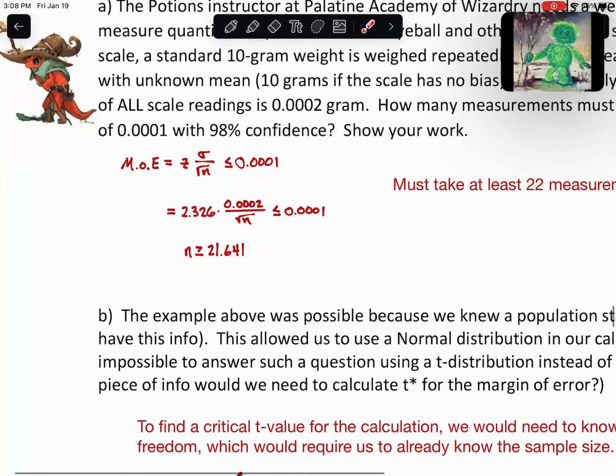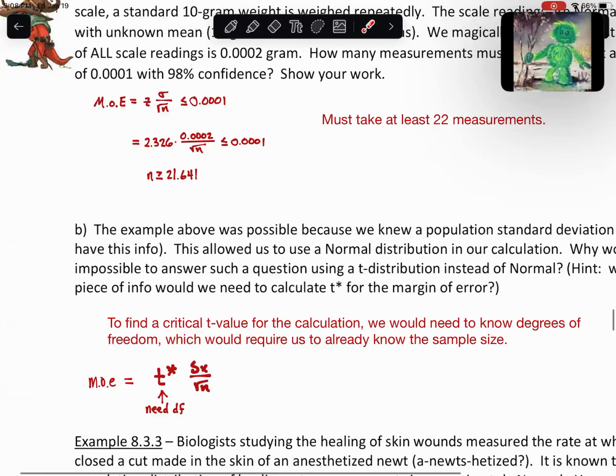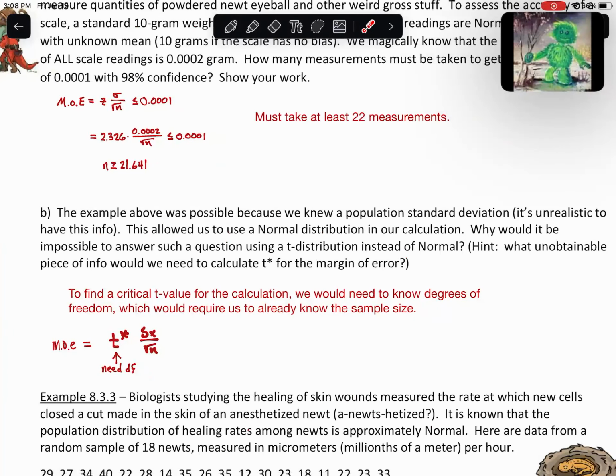We're gonna zoom back out. Part B tells us the example above was possible because we knew the population standard deviation, which is actually unrealistic. Why would it be impossible to answer this question using t? We already talked about that, so just jot it down for your notes. To find a critical t value, we would have needed degrees of freedom, which means we would have already had to know a sample size, which would render this exercise a little bit ridiculous. So that's the answer.